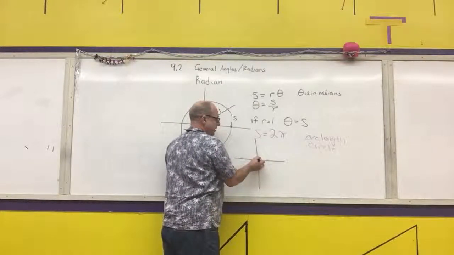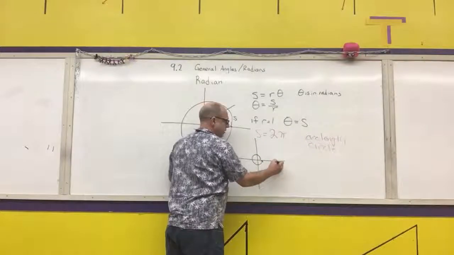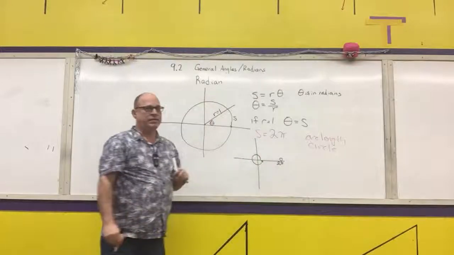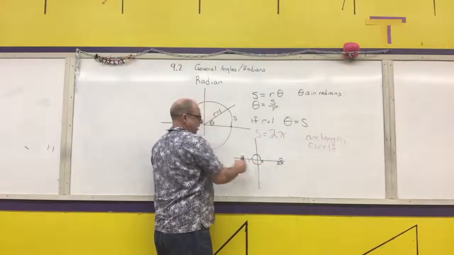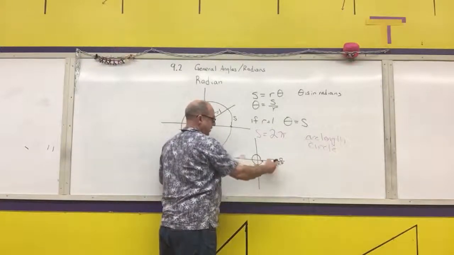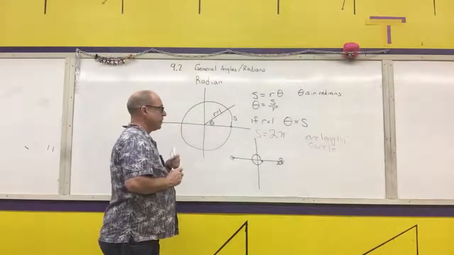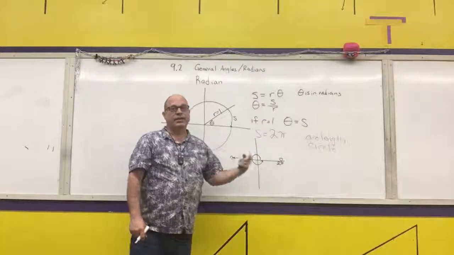So if I were to draw this circle going all the way around, I would say that that is 2 pi radians. So if I start out at 0 radians and go all the way around, I get to 2 pi radians. Well, let's look at this relationship here. Half of a circle, what's 2 pi divided by 2? Well, that would be pi radians.